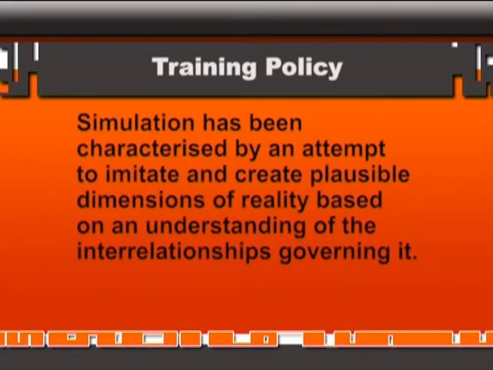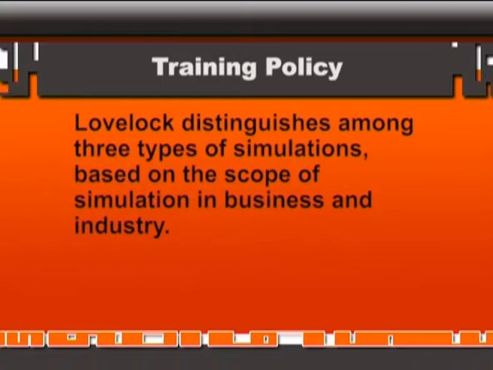Simulation has been characterized by an attempt to imitate and create plausible dimensions of reality based on an understanding of the interrelationship governing it. Lovelock distinguishes among three types of simulations based on the scope of simulation in business and industry. Functional simulation. It means simulating only specific functions. Company simulation. Simulation being confined only to the company or company's internal operations.